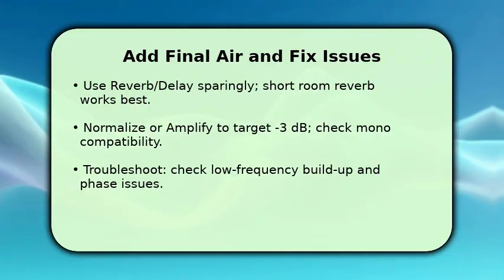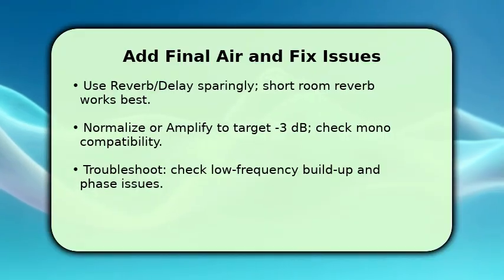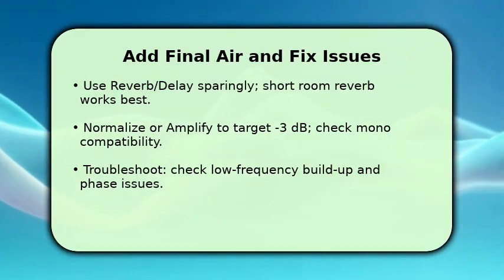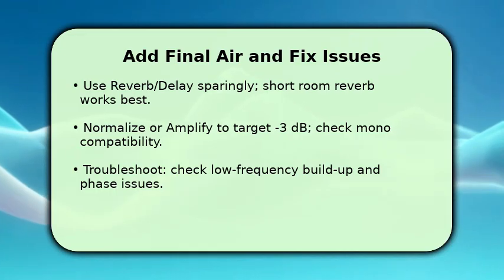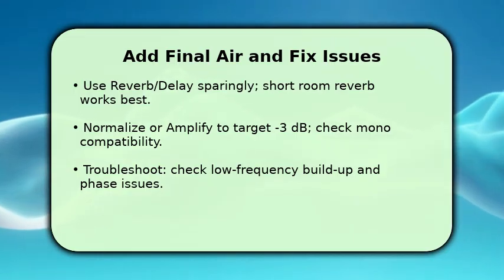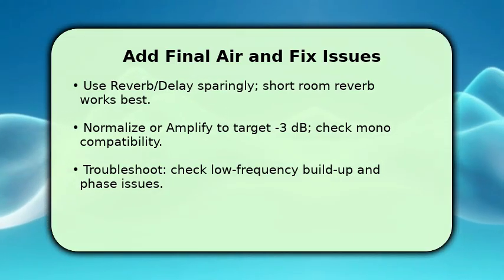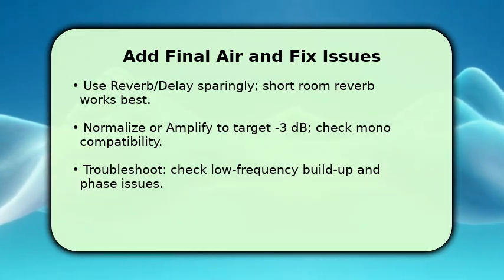Keep decay short. Normalize or amplify the final track to about -3 dB and check the result in mono to ensure phase integrity. If problems arise, make sure low frequencies aren't building up from EQ or distortion and that duplicate tracks aren't out of phase. If you hear thin or hollow sound, invert phase on one track and reassess the wet/dry balance.